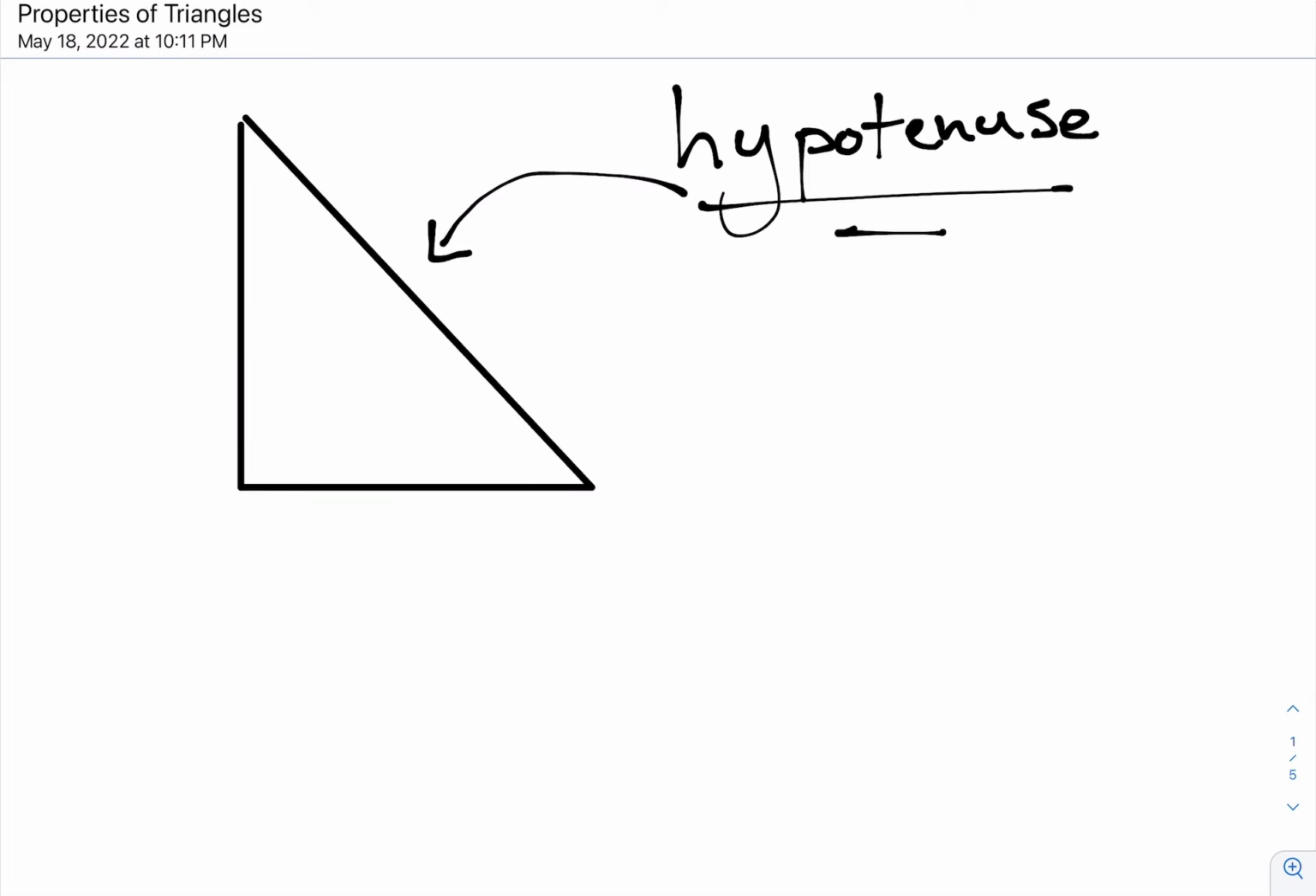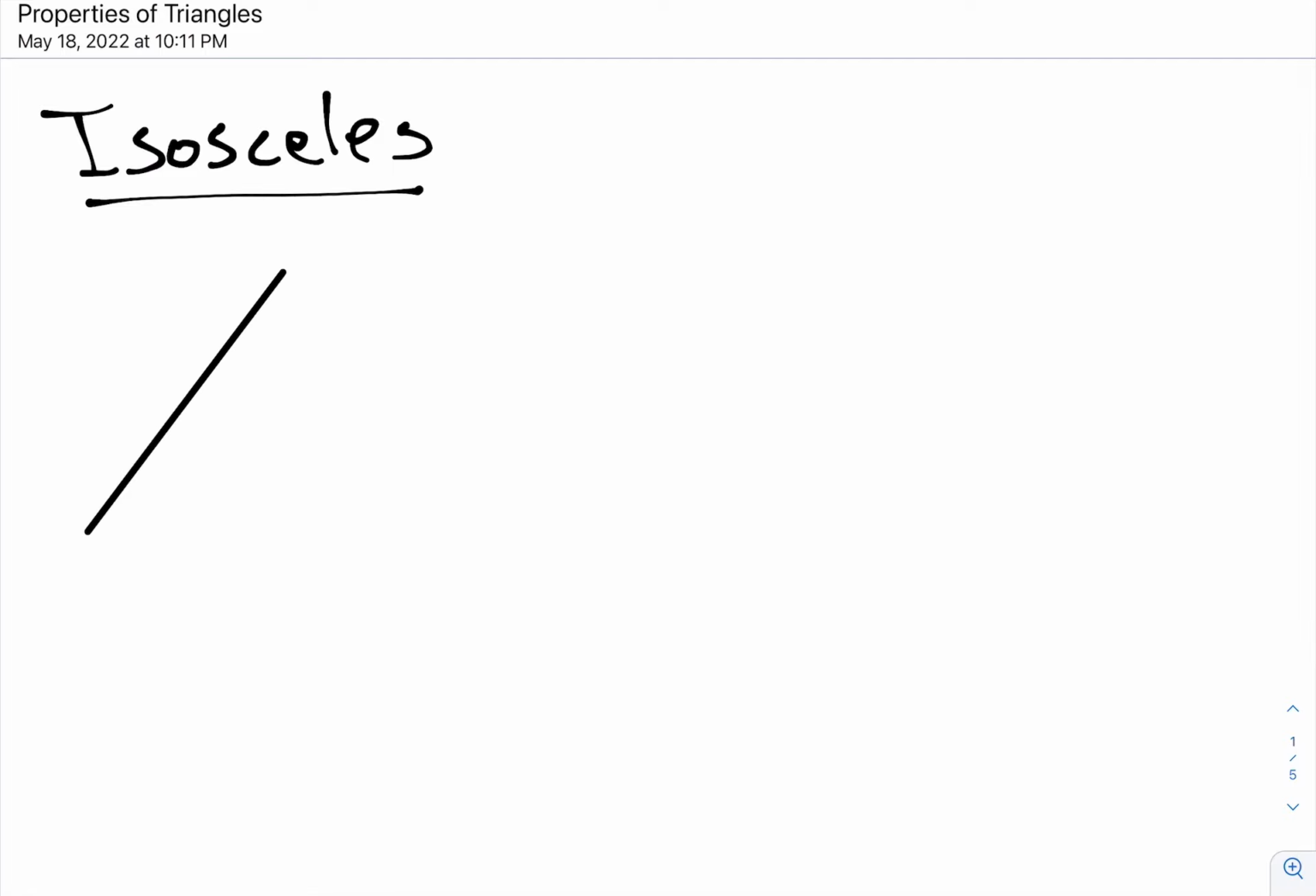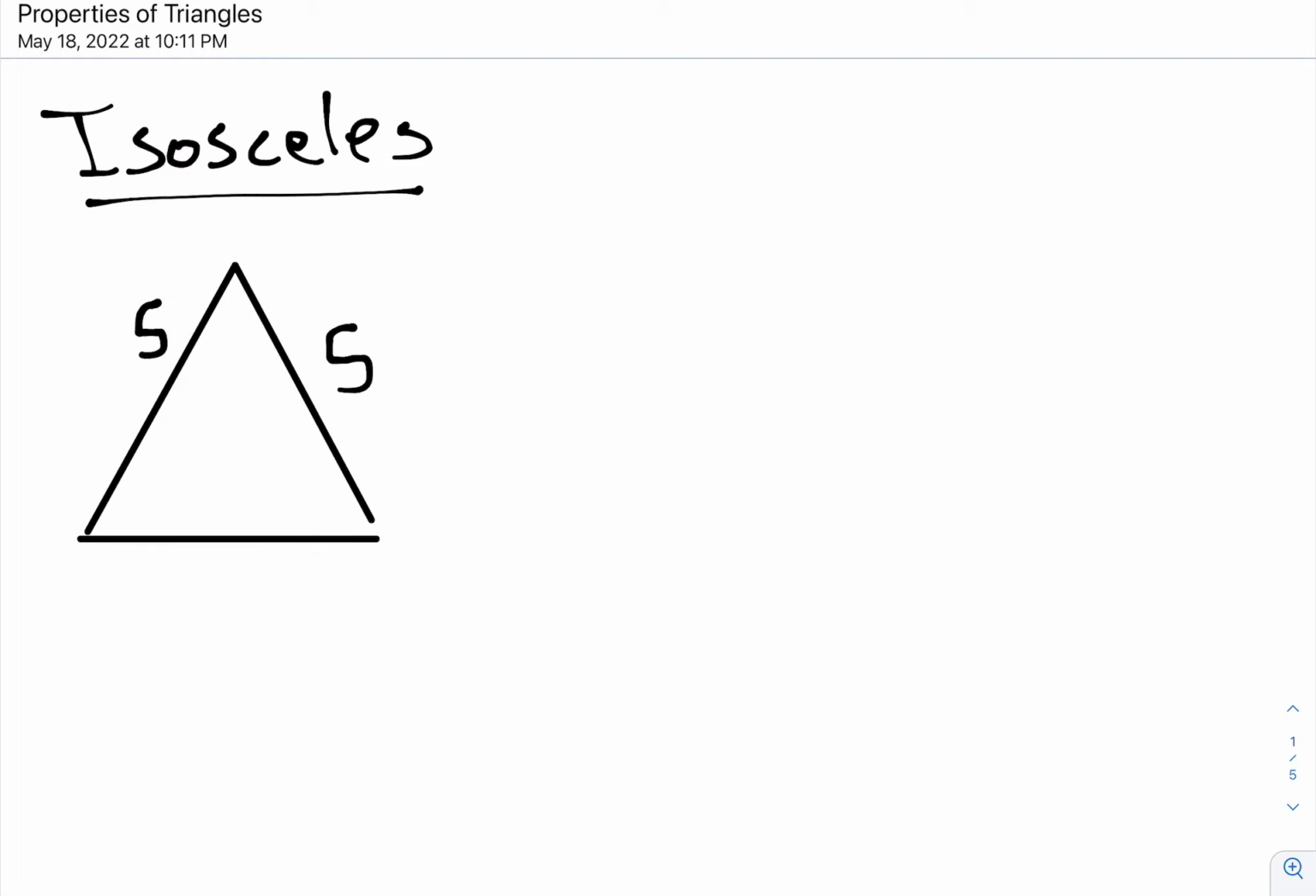Okay, now let's go over the different types of triangles. So there are three types of triangles: isosceles, equilateral, and scalene. So isosceles, let's see if I can remember how to spell this right. This is when two of the side lengths are the same length, but one is a different length. So let's say we had a triangle like this, where this was a length of 5, this is a length of 5, and this is a length of 4. So see how these two are the same length, but this one is a different length?